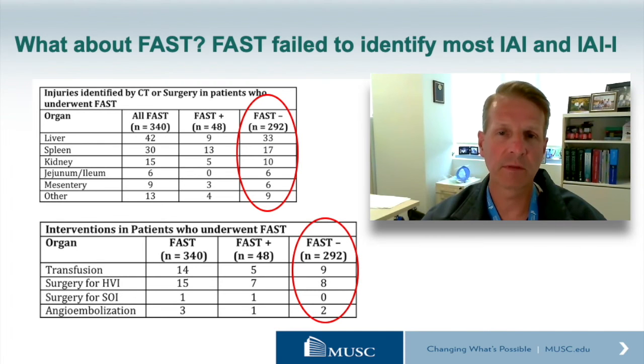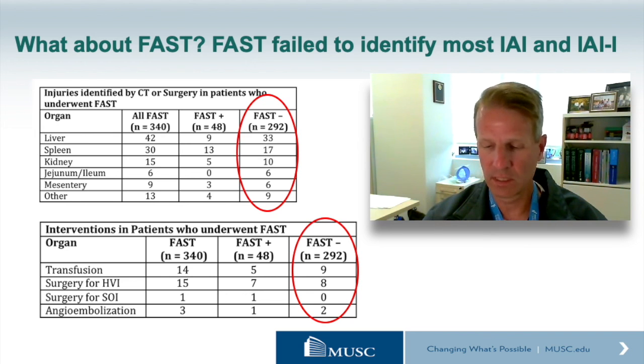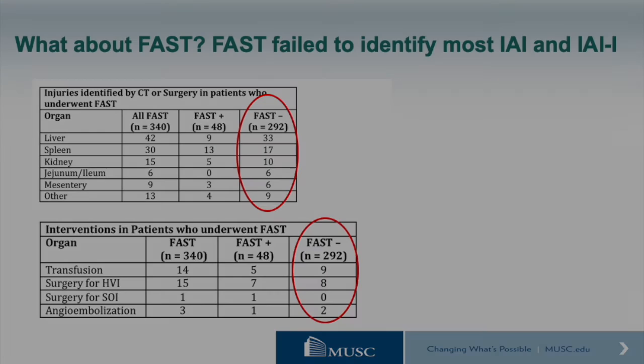And impressively, FAST missed the vast majority of injuries, both solid organ injuries like liver and spleen, as well as hollow viscous injuries. The solid organ injuries missed included grade 3 through 5 injuries. So these were not just minor solid organ injuries that were missed by FAST. And FAST also commonly missed patients that required intervention.